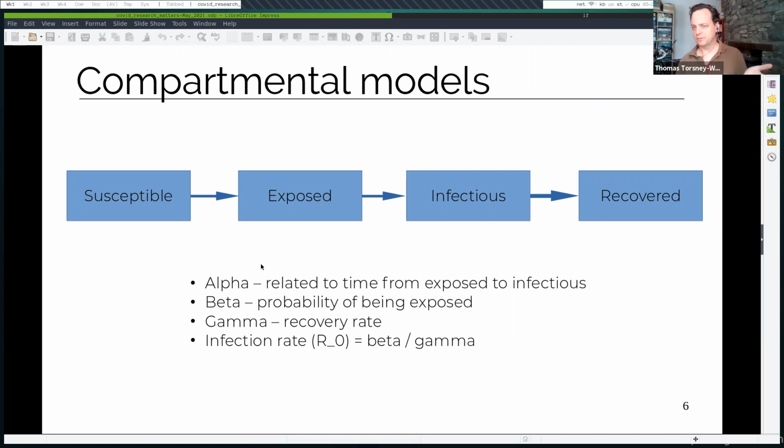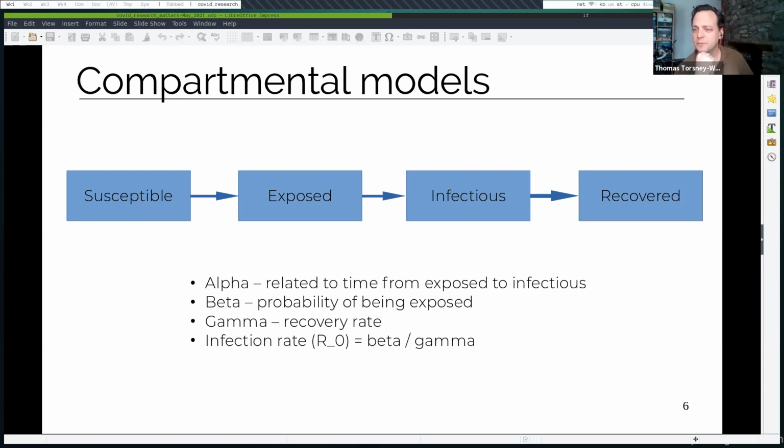Yeah, and there's a bunch of different parameters for this SEIR model. They have very intuitive names: alpha, beta, and gamma. Alpha is the time from being exposed to becoming infectious. So this is disease dependent, right? As Dan said, COVID is 4 days, so he set alpha to 0.25.